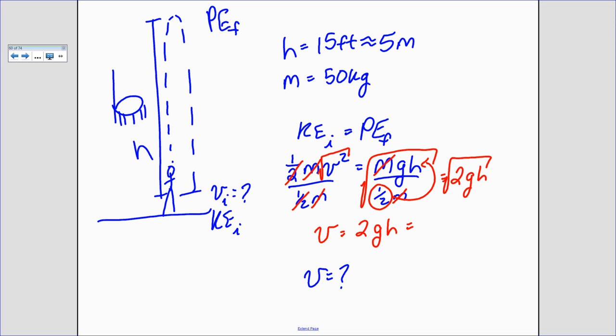square root of 2gh. Anybody have the number for that? It's easy, right? What is it? It's 100. 2 times 10 meters per second squared times h, which was 5 meters.